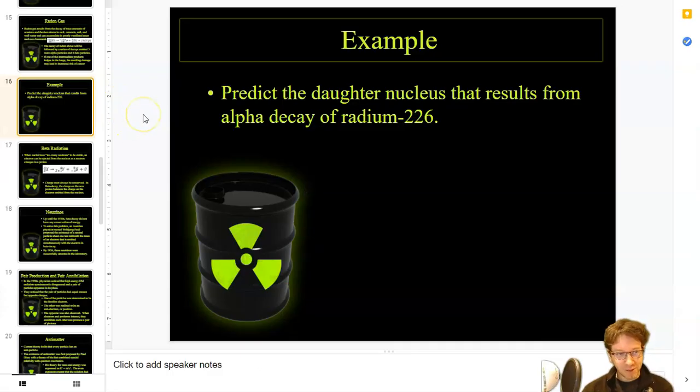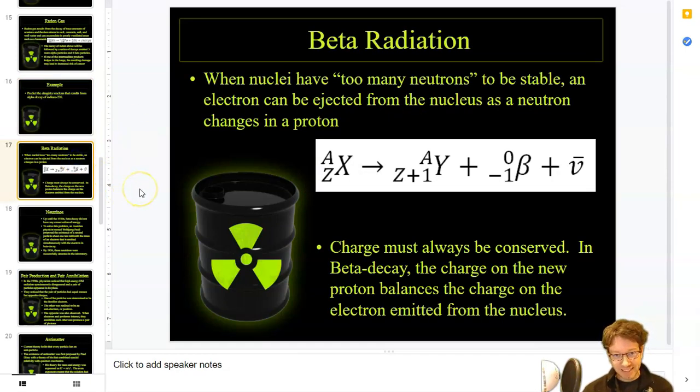All right, so the next type of particulate radiation I'm going to go over is beta radiation. This is when a nuclei has too many neutrons to be stable. So what happens then is one of those neutrons is going to turn into a proton. Yes, that can happen. The weak nuclear force is thankful for that. So charge has to be conserved here. You have a neutron which has no charge, turning into a proton which has a positive charge.